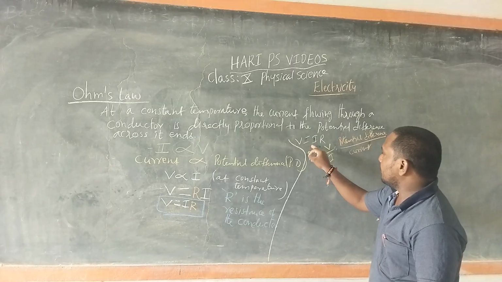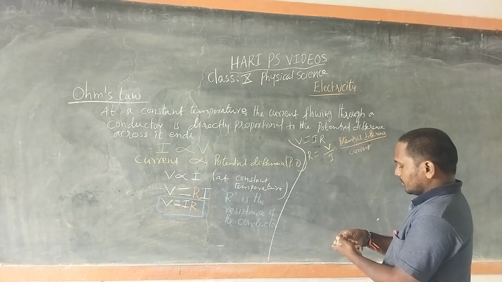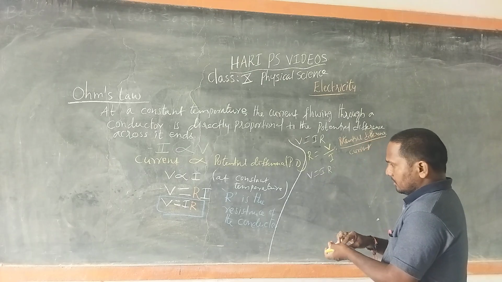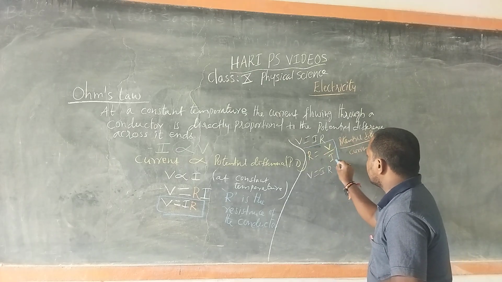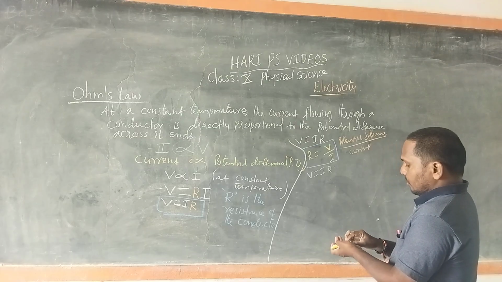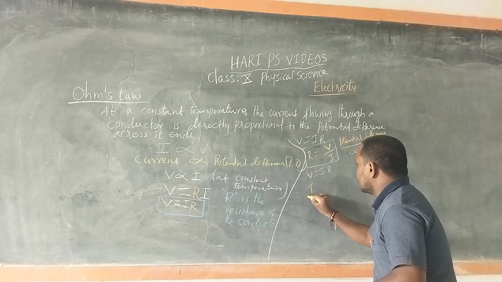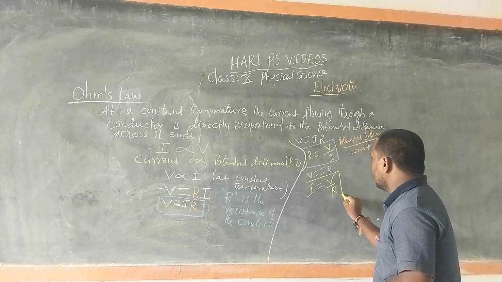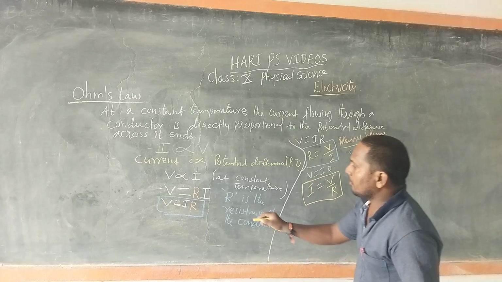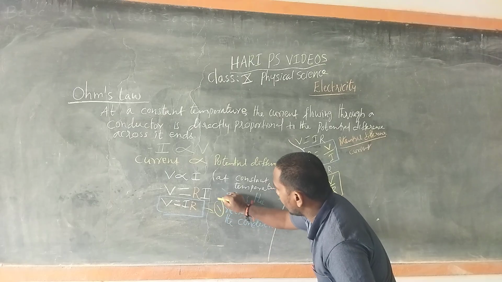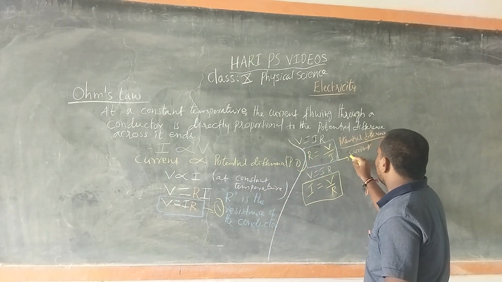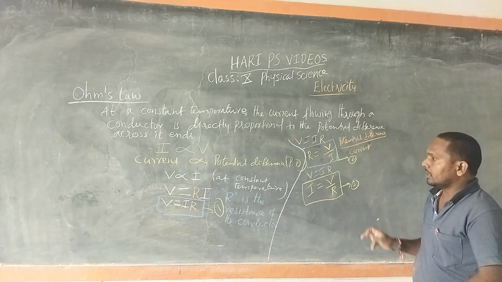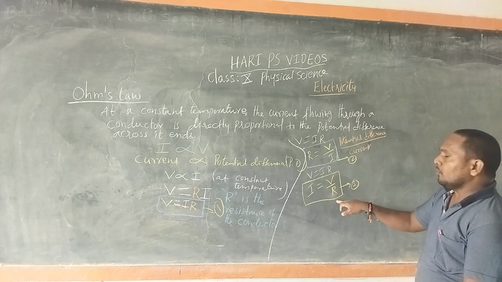Again from the same formula V is equal to IR, we can write I is equal to V by R. So how many formulas are there in total? This is 1, this is 2, and this is 3.